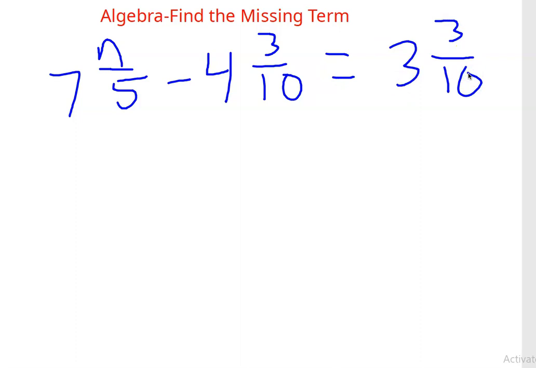So now you're missing the first one. So you could see here, even if you don't remember the rules, 3 plus 4 is 7, so you're obviously going to have to add them. So let's go ahead and add these up and see what our n is.